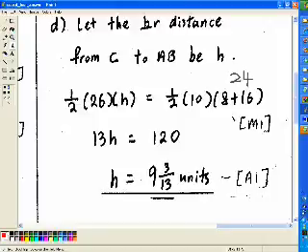Okay, and that's the end of this test on coordinate geometry.